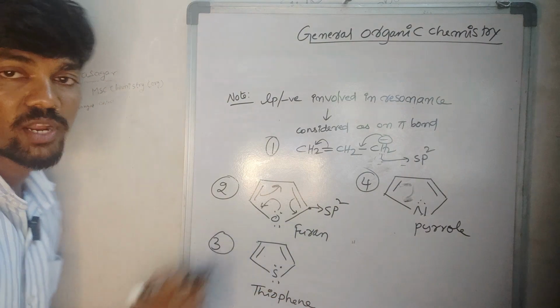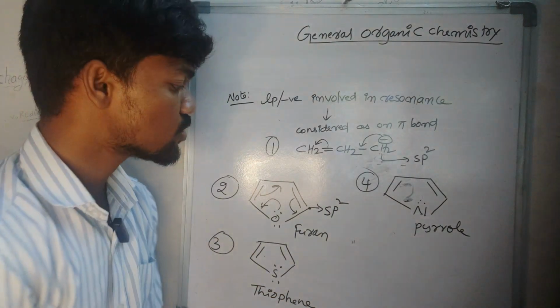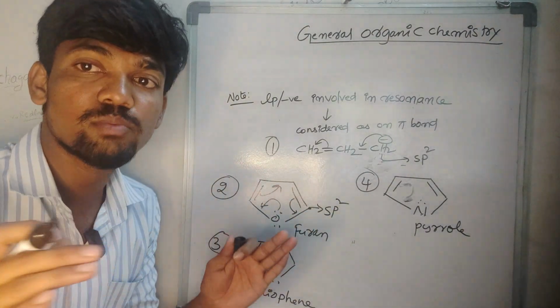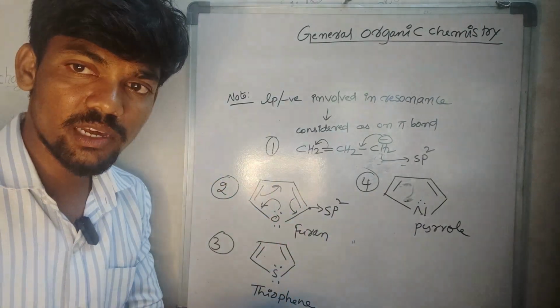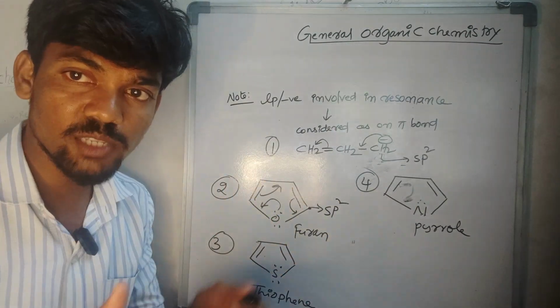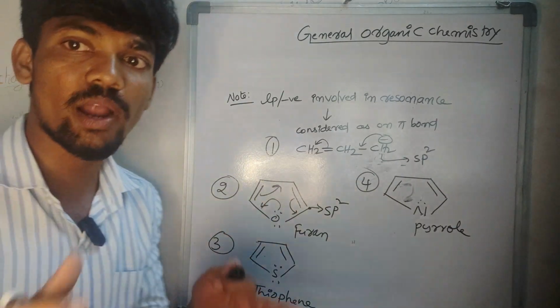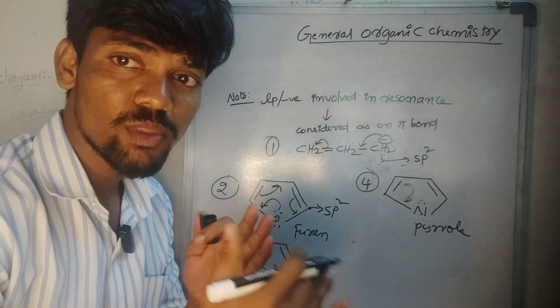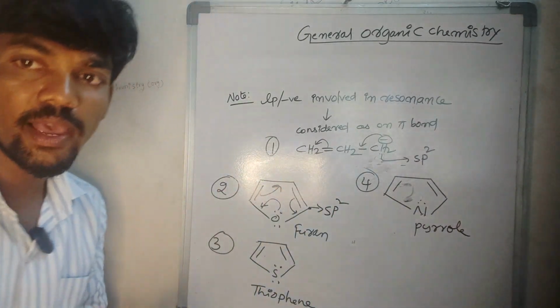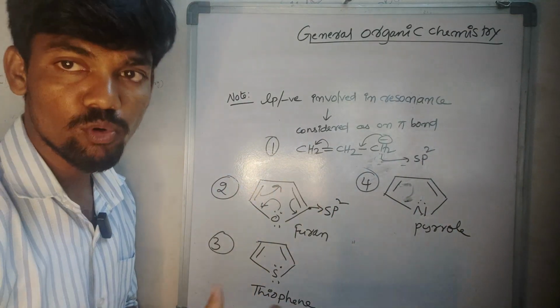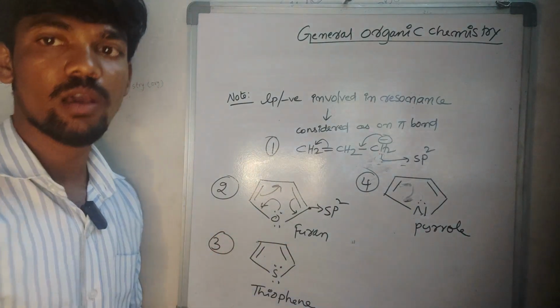This is commonly known as furan. So all are sp2 hybridized carbons, so it is a planar structure. If it is a planar structure, it means the atoms should be sp2 hybridized carbon, sp2 or sp, continuously. Those atoms should be sp2 or sp. Then only we can call it a planar structure.